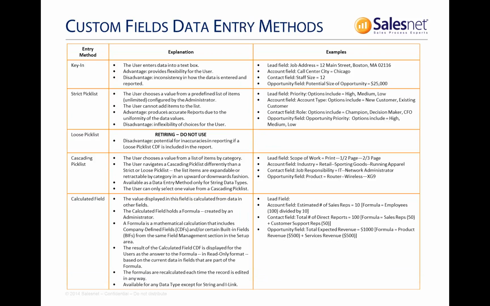Data entry methods, so these are all the different options for entering data. Key in, hand type, strict pick list is basically a drop down. And then we have something in the system called a loose pick list, and I recommend that you guys do not use a loose pick list. There are very few reasons to implement one of those. And basically a loose pick list gives the users the ability to hand enter a value if their value is not in the list.